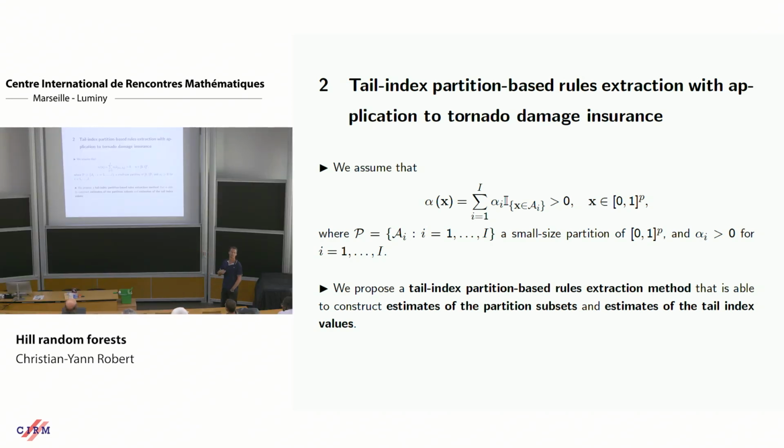It is not so easy because you have to estimate potentially complex shapes of subsets. But when you have estimated this partition in an efficient way, the estimation of the tail function is not so difficult, because it is actually only an average, let's say, of the values that you have over this space. So we propose what we call a tail index partition-based restriction method. The aim is to say that when X belongs to some subset of the space, you give a very specific value to the tail function.